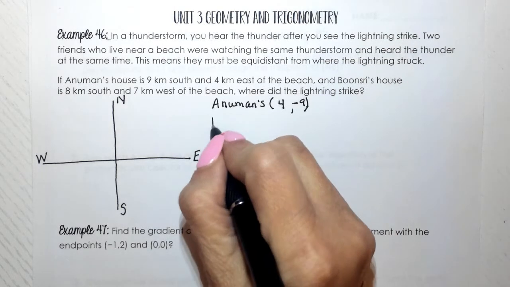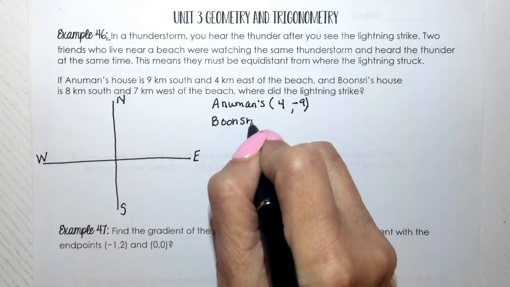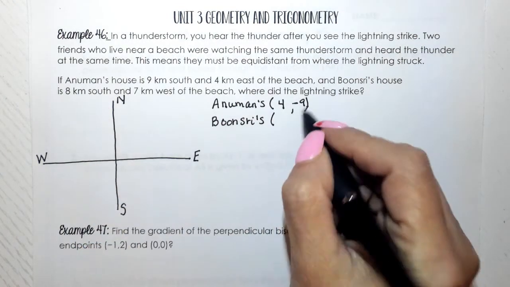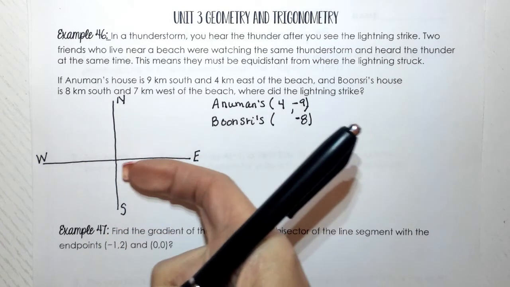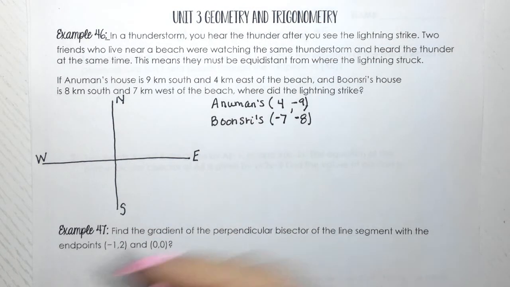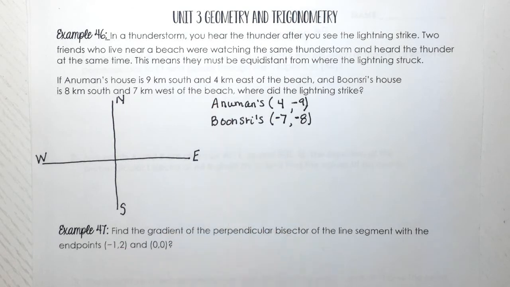And then the other house, Bonsuri's, is 8 kilometers south, so that's -8, and 7 kilometers west, so that's -7. So I'm doing -7, -8. Okay, now I've got that. I'm going to use A and B, I think that'll be the easiest.